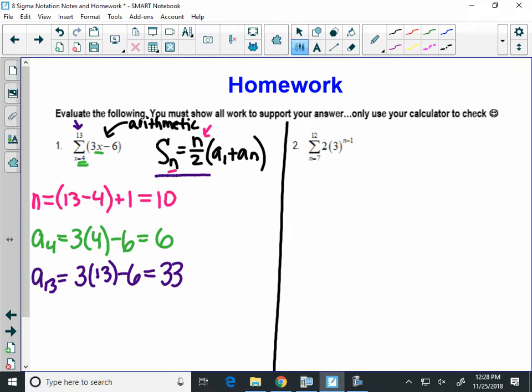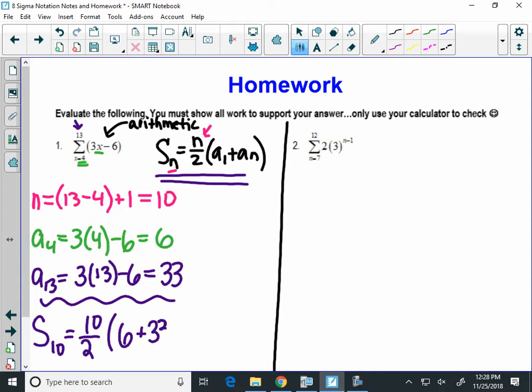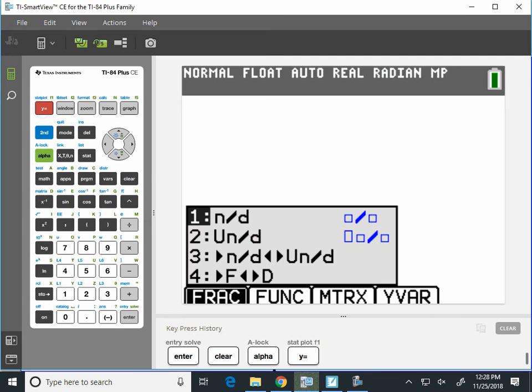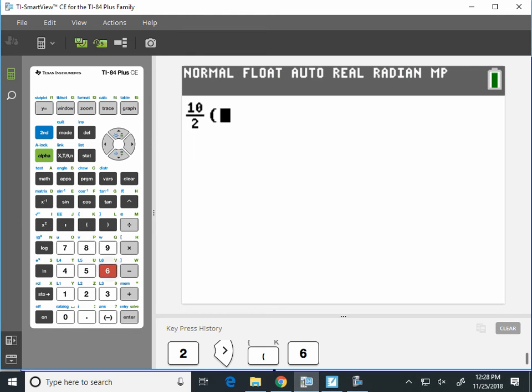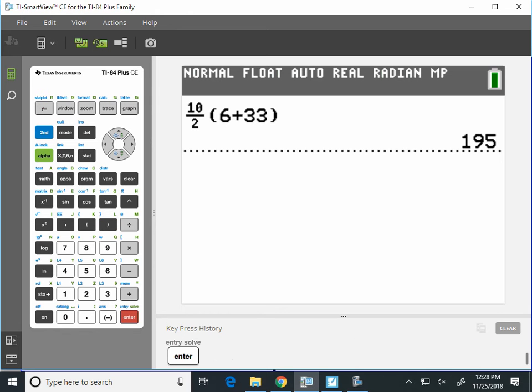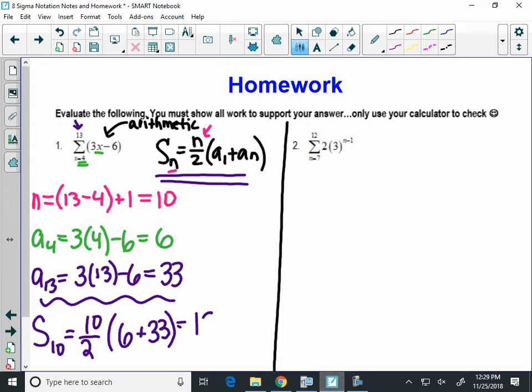Well, now you can go ahead and use the sum formula to show all of the work. The sum of these 10 terms is 10 over 2 times the first term we add up plus the last term we add up. You can carefully put that into your calculator. So we have 10 over 2, or 5, times 6 plus the last term, which is 33. If you added up all 10 of those terms, they would add to 195. And for these two problems, you need to show all of that work.